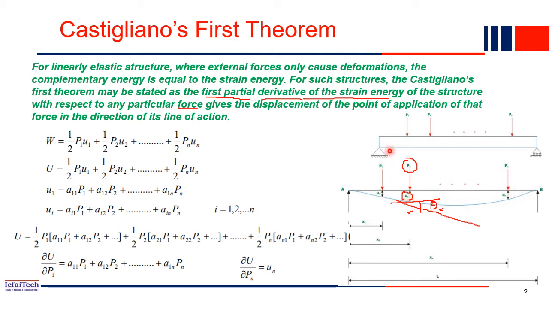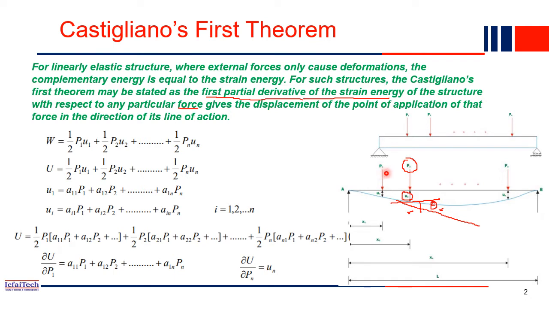So what is work done? Work done is nothing but force times displacement. So how much work? Here, the deflection that happened is u1. Similarly, how much force is applied at this point? It is P1. So because of the deflection u1, how much total work is done? Work done is nothing but energy.